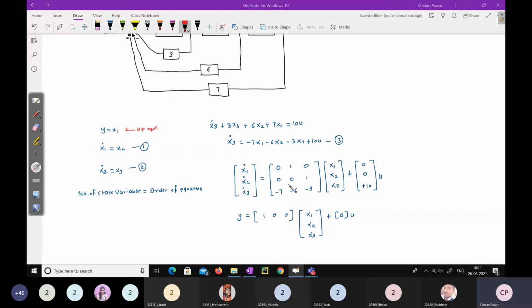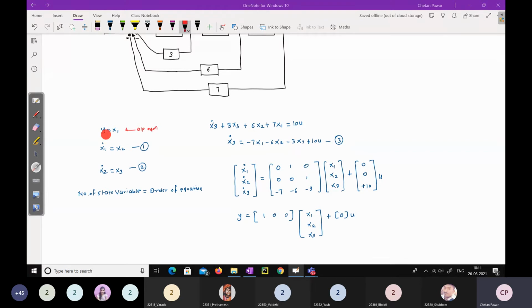Input terms are not there in these equations. So let us see the third equation. Minus 7 into x1, minus 6 into x2, minus 3 into x3, plus 10u. So input is also there in this particular third equation, 10 into u. So 0, 0, 10 will be this B matrix, and this particular matrix will be the A matrix.